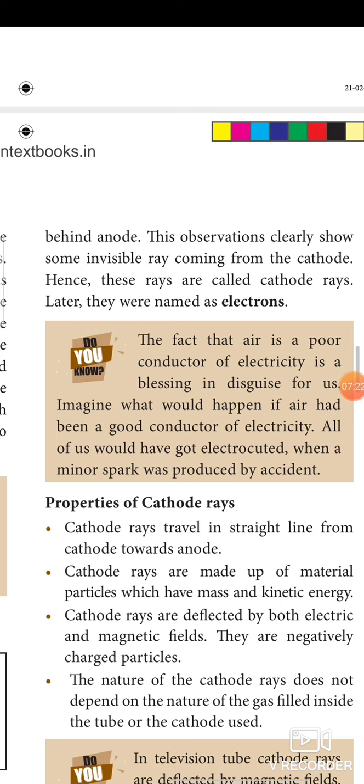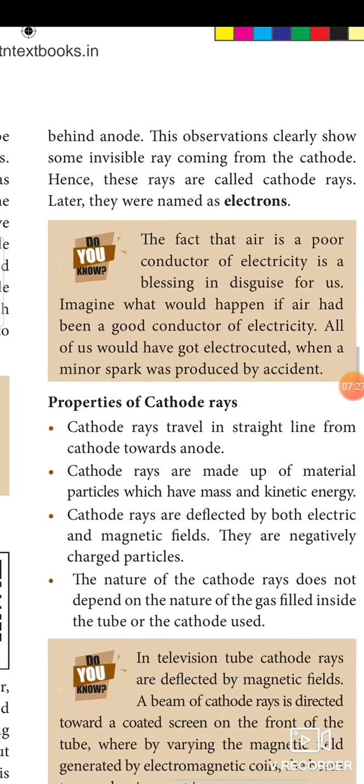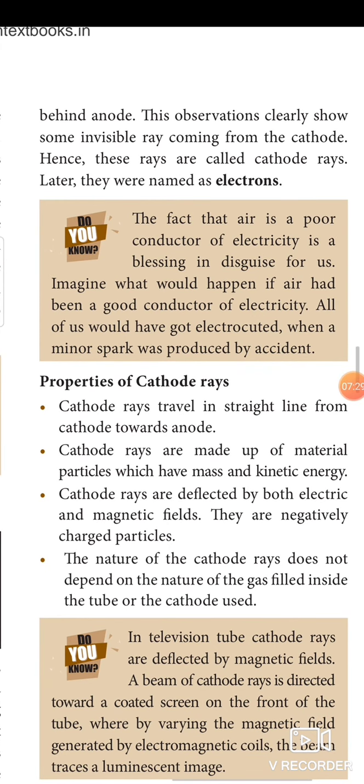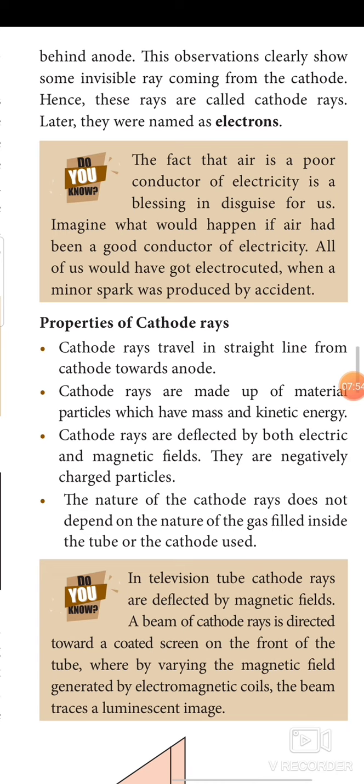Okay. Properties of cathode rays. Cathode rays travel in a straight line from the cathode towards the anode. Cathode rays are made up of material particles which have mass and kinetic energy. Cathode rays are deflected by both electric and magnetic fields. They are negatively charged particles. The nature of the cathode rays does not depend on the nature of the gas filled inside the tube or the cathode used.